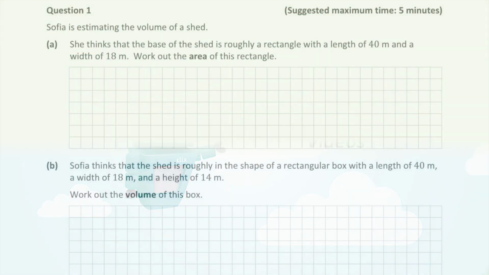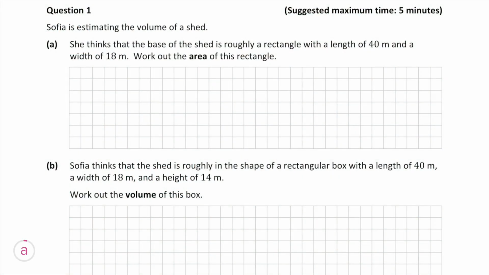Here's our question for today, which is worth 15 marks. In part A, we're told that Sophia is estimating the volume of a shed, and she thinks that the base of the shed is roughly a rectangle with a length of 40 meters and a width of 18 meters. We have to work out the area of this rectangle.